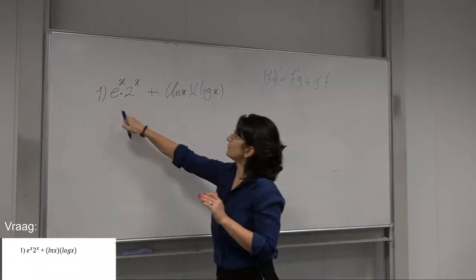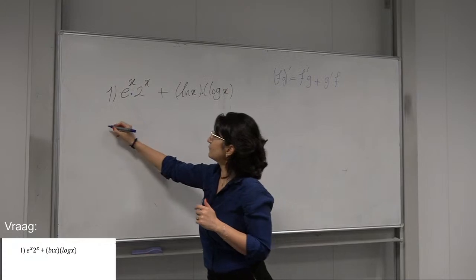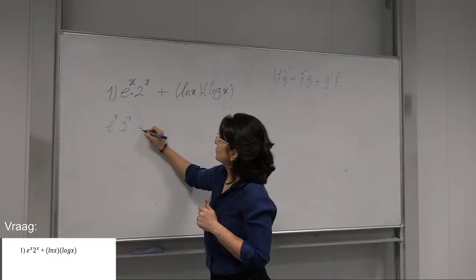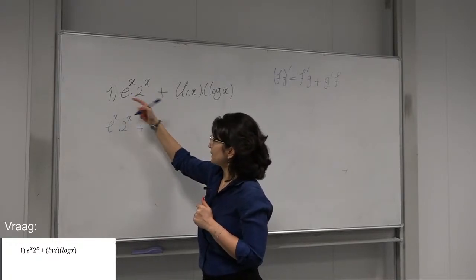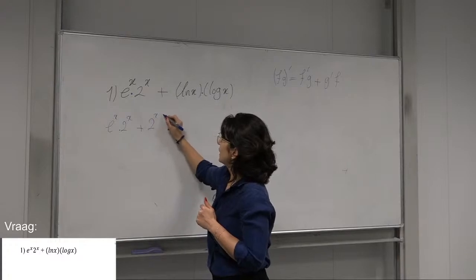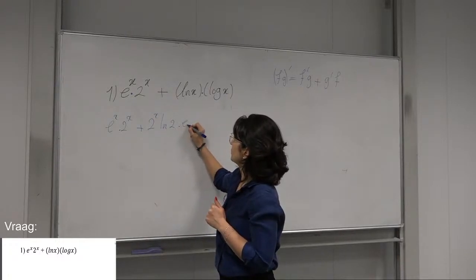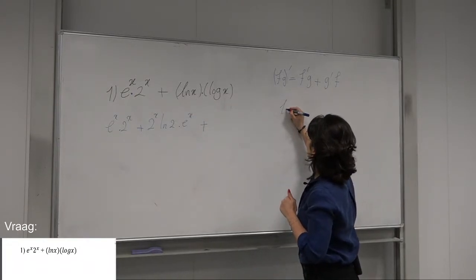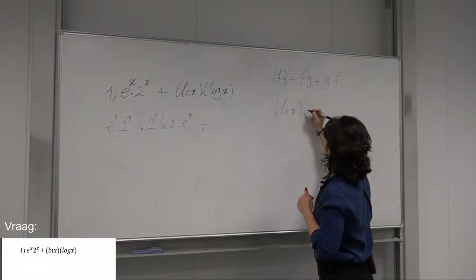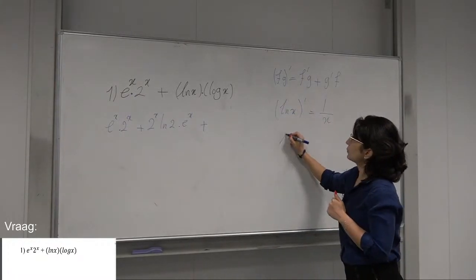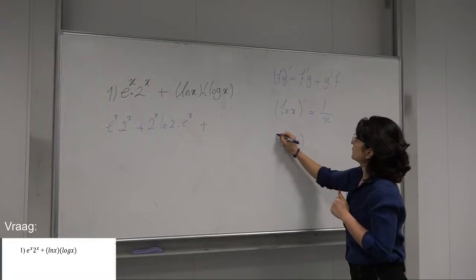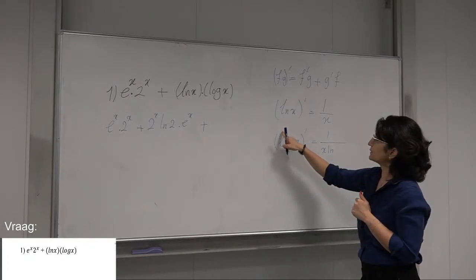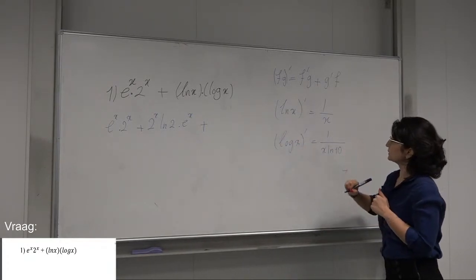So for this one, the derivative of e to the power of x is itself times the other function, plus the derivative of the second function times the first one, so it is 2x ln 2 times e to the power of x. The same goes for this one. The derivative of ln x is 1 over x, and for log x, it's 1 over x ln of the base. If it is not written here, it is 10. So this is like this.